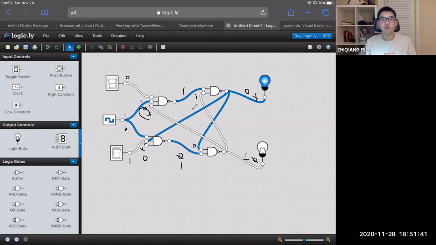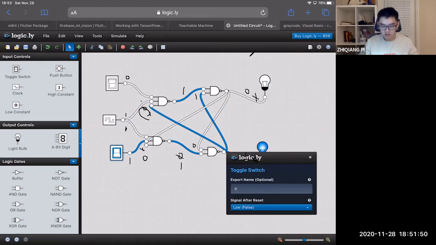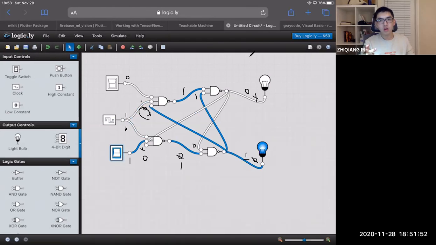And let's see if that's true. Now I'm going to switch k to 1, and as we can see right here, q naught is set to 1 and q is set to 0, which would mean that our predictions were correct. And now, just for the sake of covering all cases, let's switch k back to 0 and back to the case where both inputs are 0.